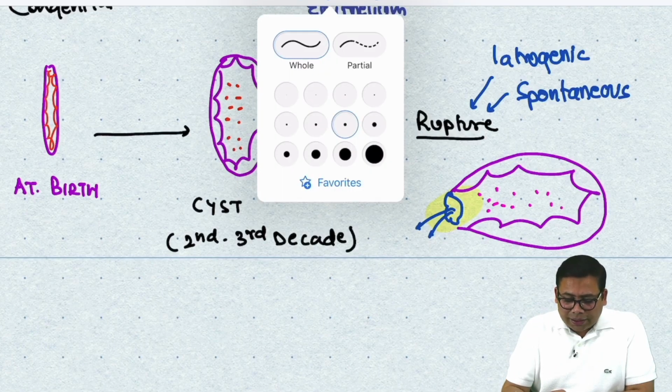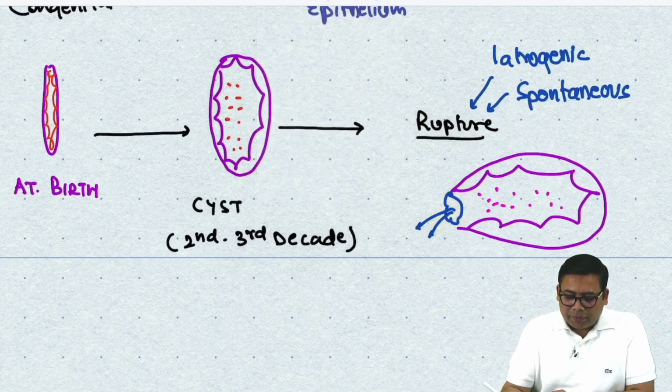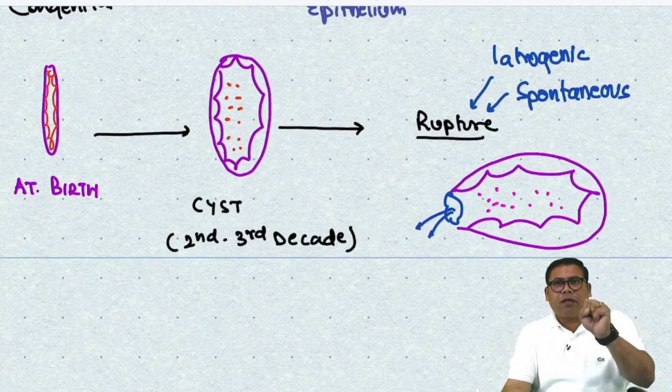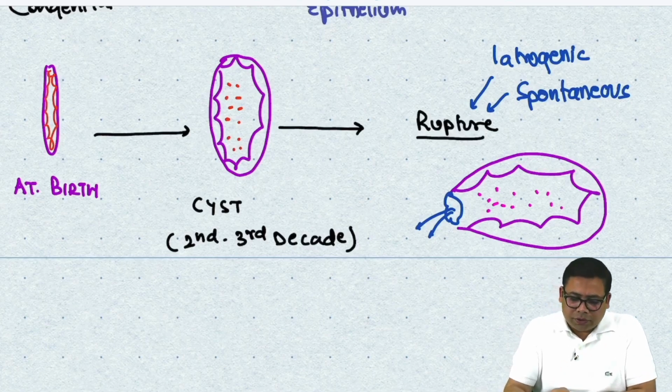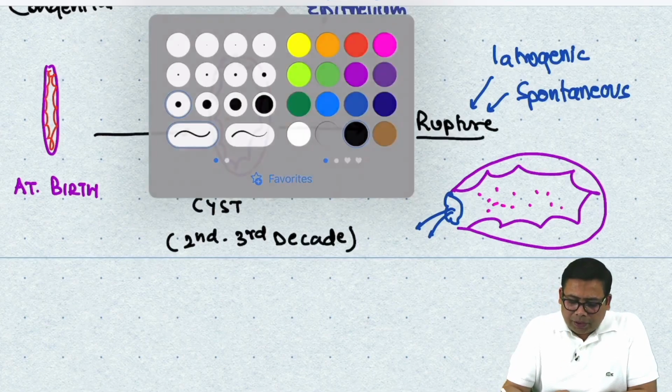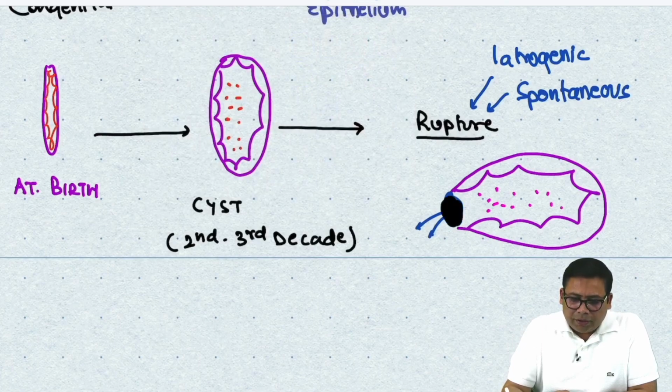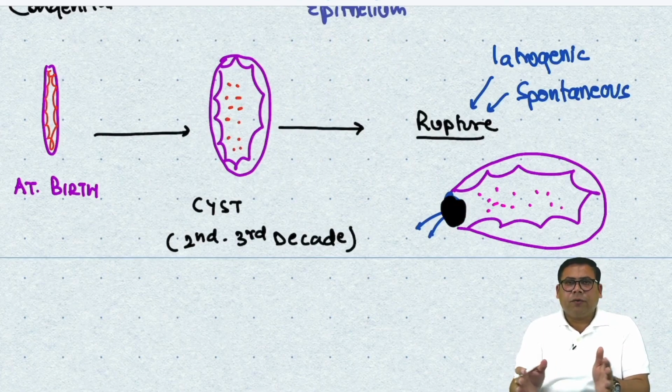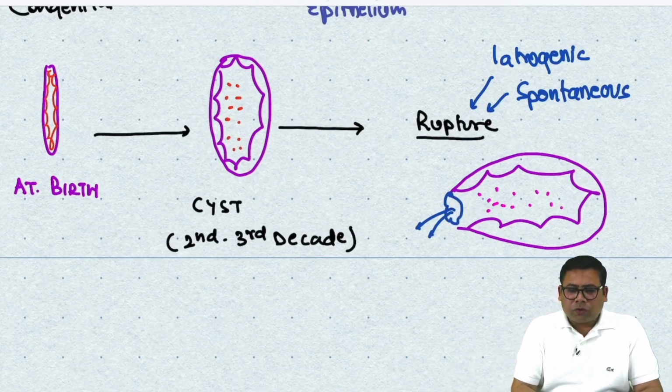Why are all these things happening? Let me tell you. Every time the plug wants to form, suppose there is an epithelial plug which forms here. The cyst will continue to distend, and again it will wash off this plug.